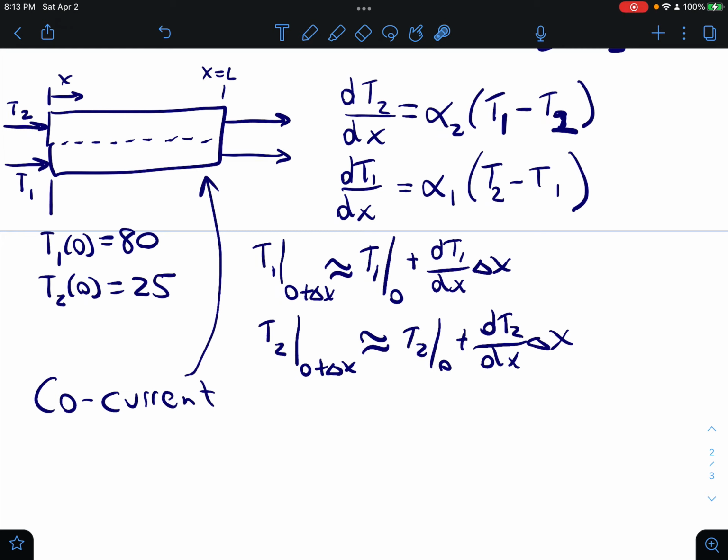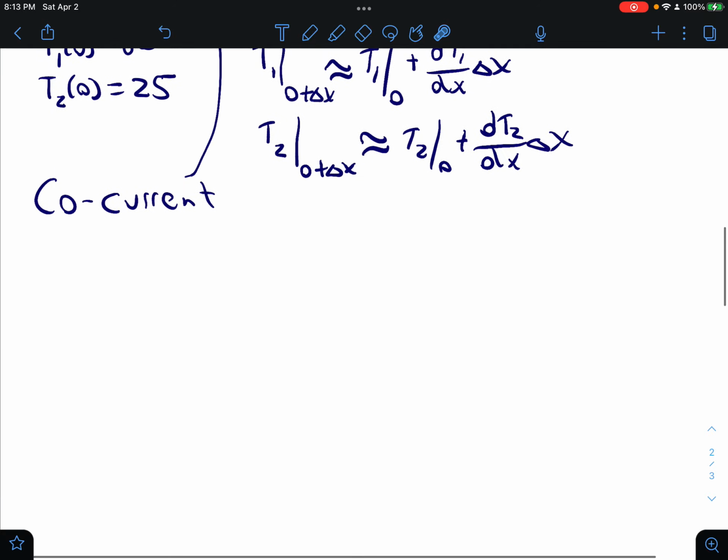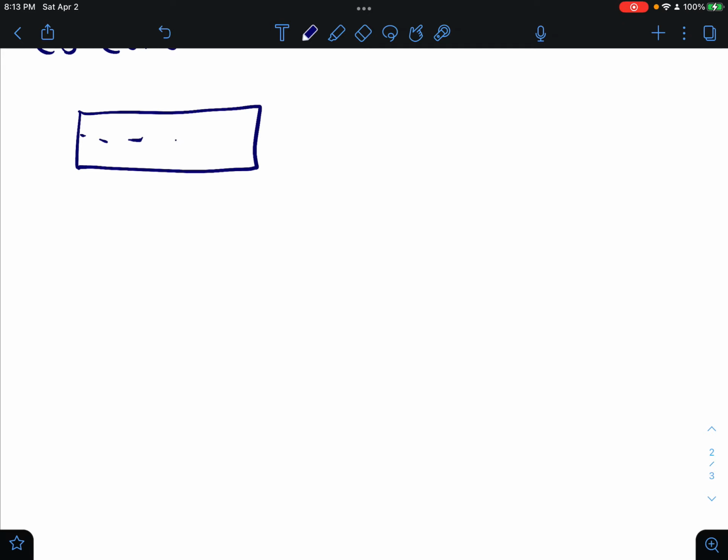Co-current just means that the fluids are both traveling in the same direction through the heat exchanger. So now let's look at another possibility. This is a countercurrent heat exchanger. So now imagine stream 2 is flowing from left to right, but stream 1 is now going the other direction.